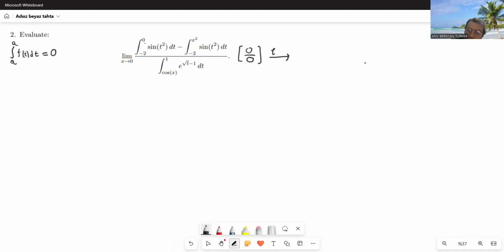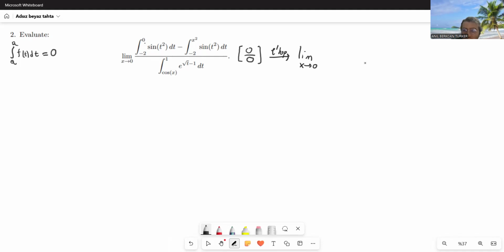So L'Hopital. We don't know whether the limit will exist or not. That's why I'm not equating. I'm just applying L'Hopital's rule. X goes to zero. So this part is zero, which is a constant function, right? So this is a function in terms of x.